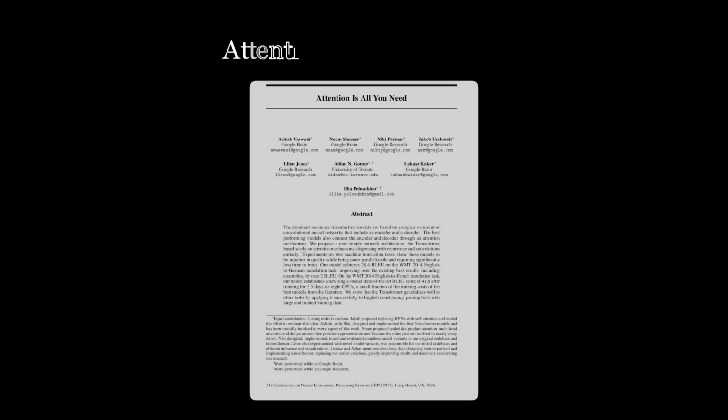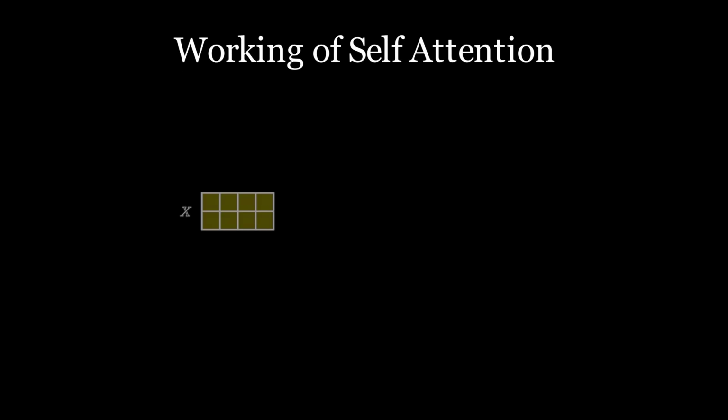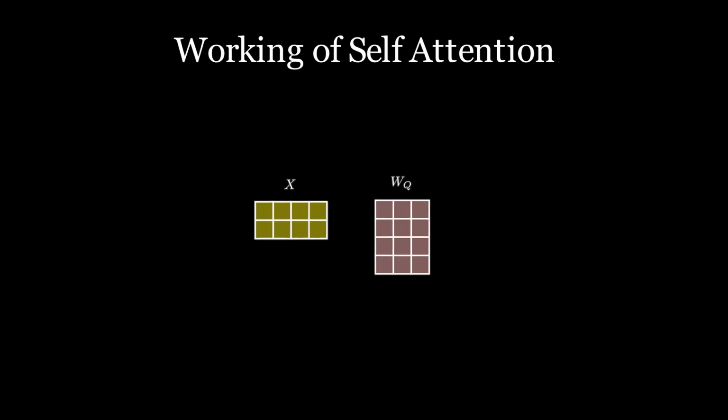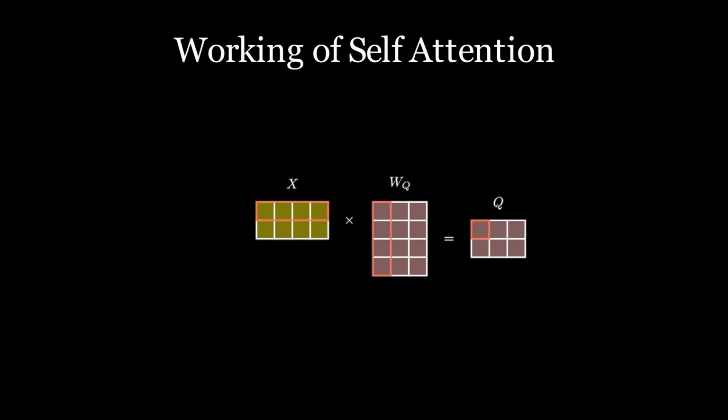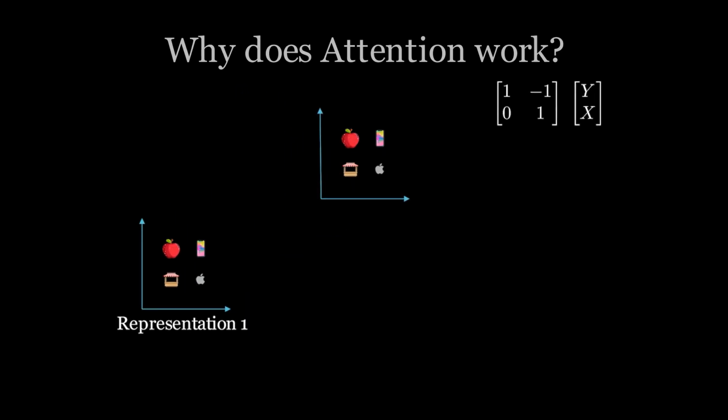Self-attention, an idea popularized by the 2017 paper Attention is All You Need. This simple equation is at the heart of all the LLMs that we use nowadays. Today, let's try to understand how self-attention works. First talking about the working of the algorithm, after which we'll proceed to talk about why the algorithm works at all, trying to understand the underlying intuition behind the idea.